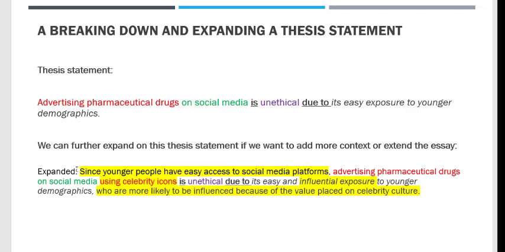So I want to focus specifically on celebrity icons who use their platform in order to advertise, because then it's going to give me specific examples, right? As I said, I used Khloe Kardashian before, but now I can find different examples of people who might be influential to the younger demographics that I'm talking about.